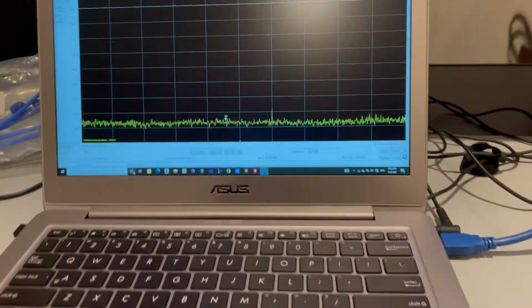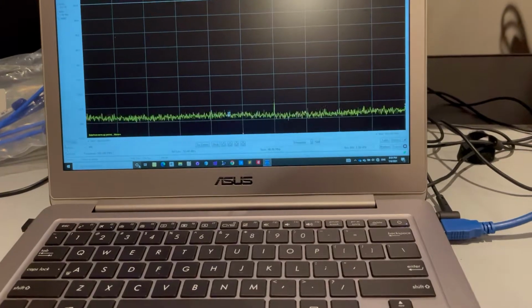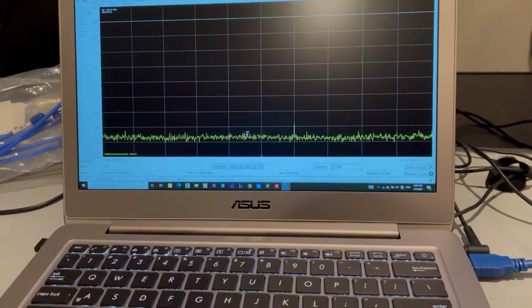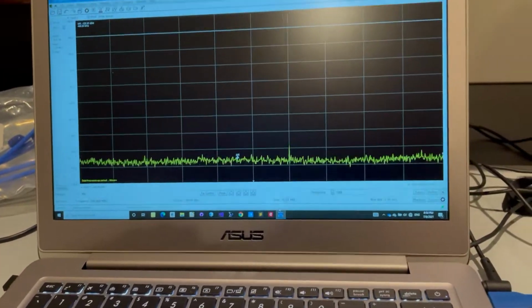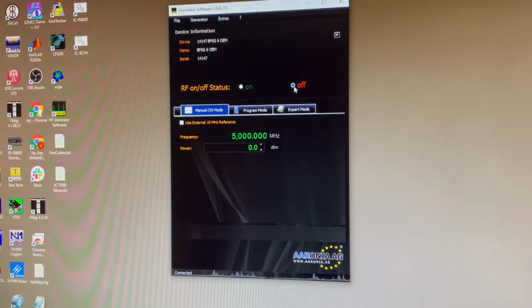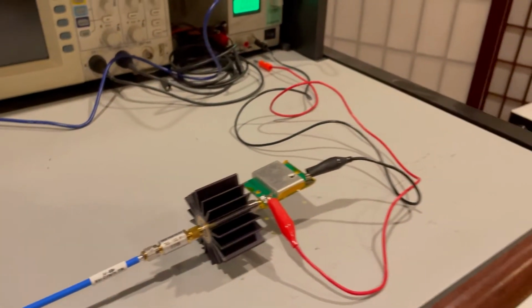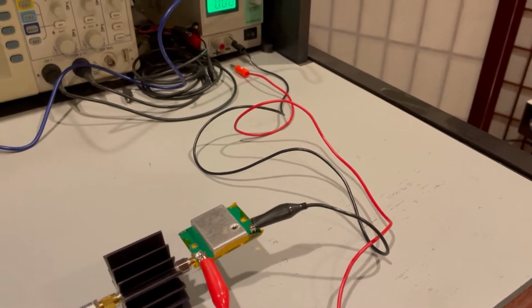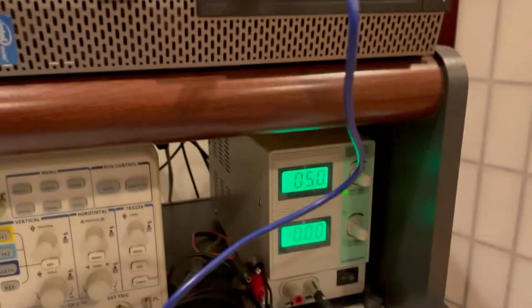Spectrum analyzer centered at 500 megahertz, 40 megahertz span, and I've got a little bit of a birdie sitting there. The signal generator at 5 gig is turned off. The hacked signal generator, the 10 gig signal generator, is right here. It's connected to 5 volts, but it's disconnected right now. So all of that's what you'd expect.